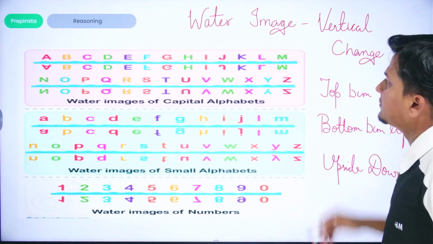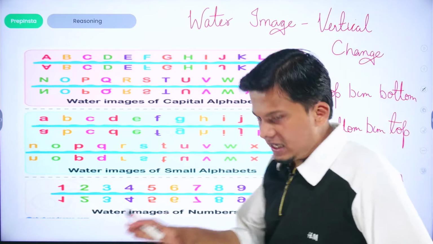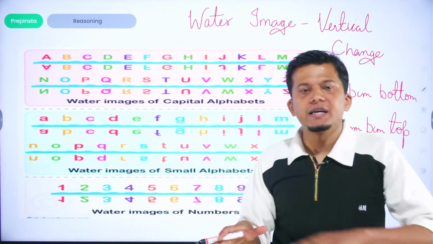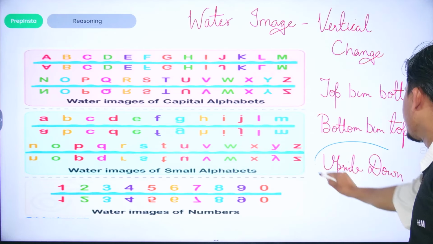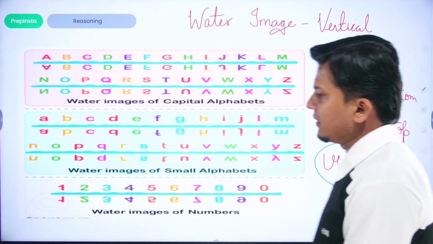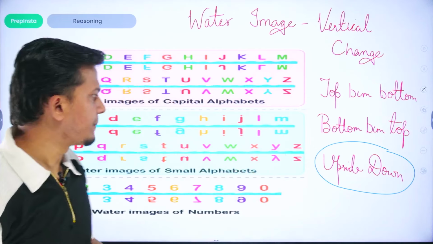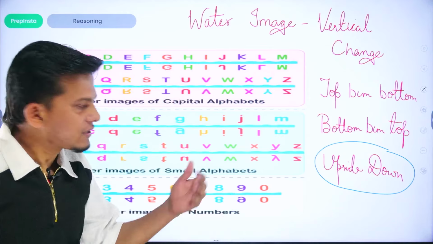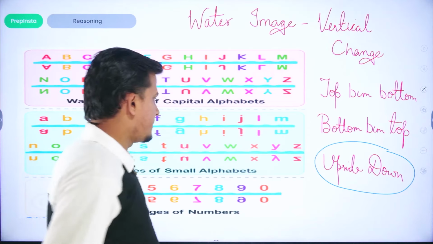Got it? Now, when we come to the water images, what will happen? It will turn into up-down values, or upside down values. We can say the image formed from the water image would be an upside down image of that particular object. What is an upside down image? It means top becomes bottom and bottom becomes top.